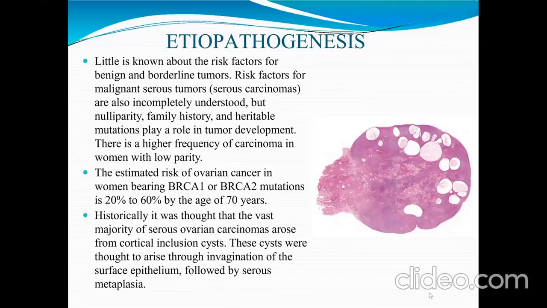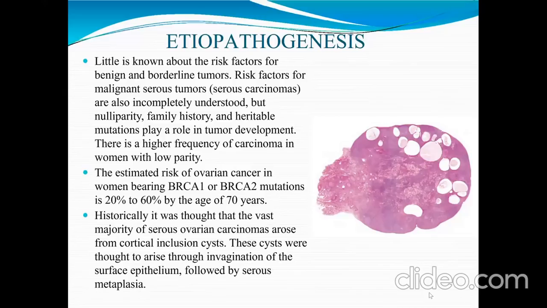of 70 years. Another point of historical significance is that initially it was thought that the vast majority of serous ovarian carcinoma arose from cortical inclusion cysts, as we can see in the picture here. They were believed to be cysts that arise through invagination of the surface epithelium followed by serous metaplasia.